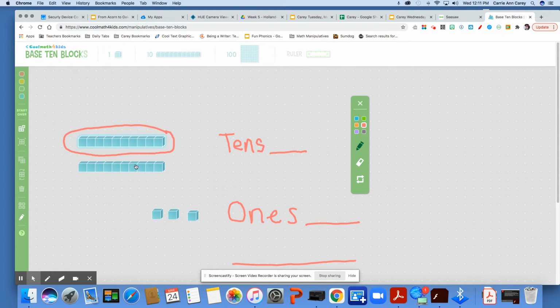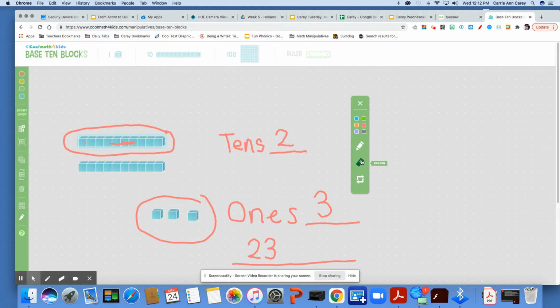So I have two of them. So I'm going to come over here and I'm going to write that I have two tens. Now, when I look down here are my ones. How many ones do you see? One, two, three. So I have three ones. So what number does this represent? Well, if I have two tens and I have three ones, then it's going to be 23.